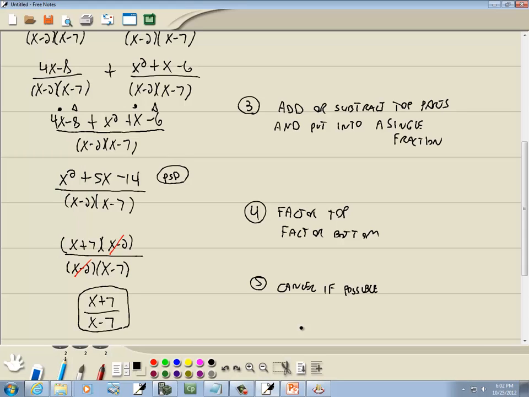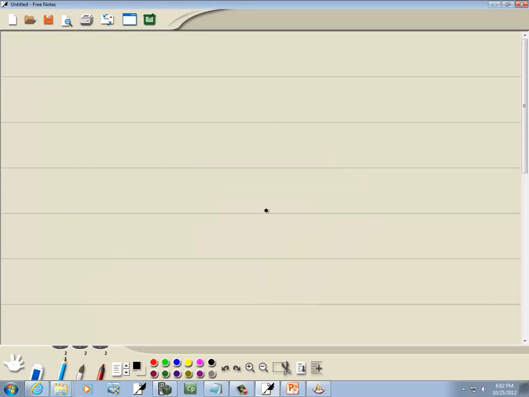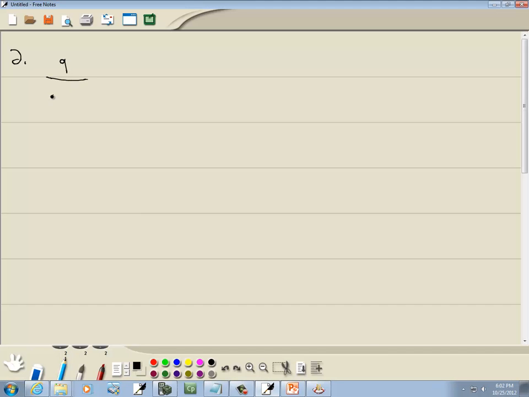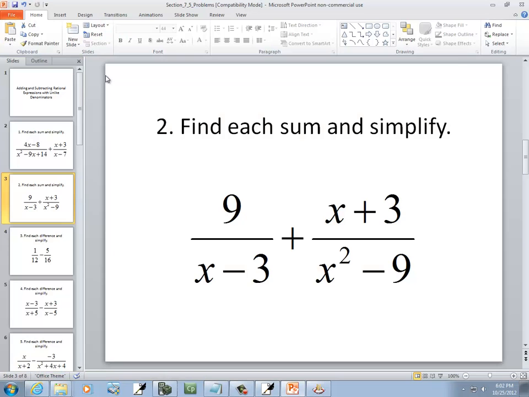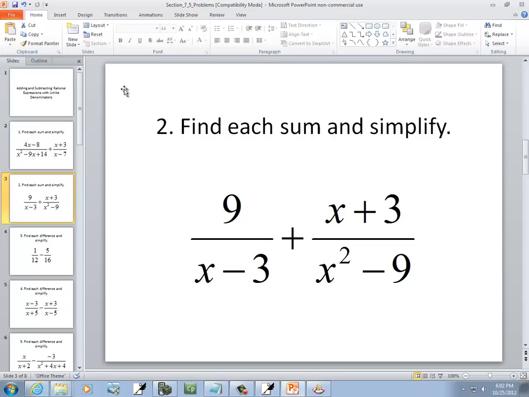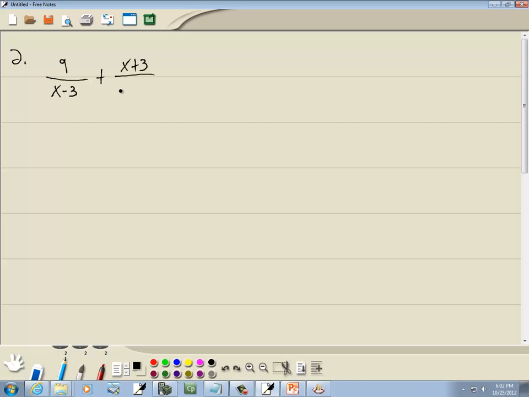And let's look at our second problem. We're going to go through the same steps on every one of these. So here we got 9 over x minus 3 plus x plus 3 over x squared minus 9.